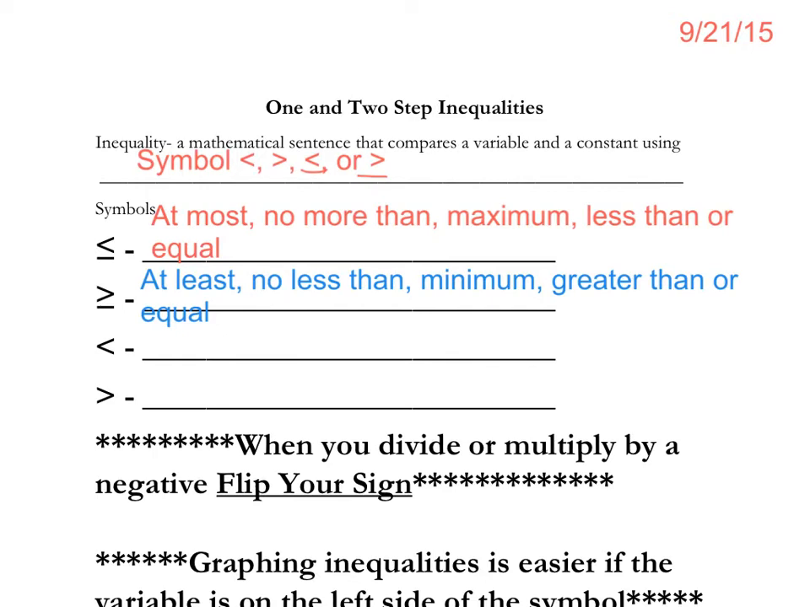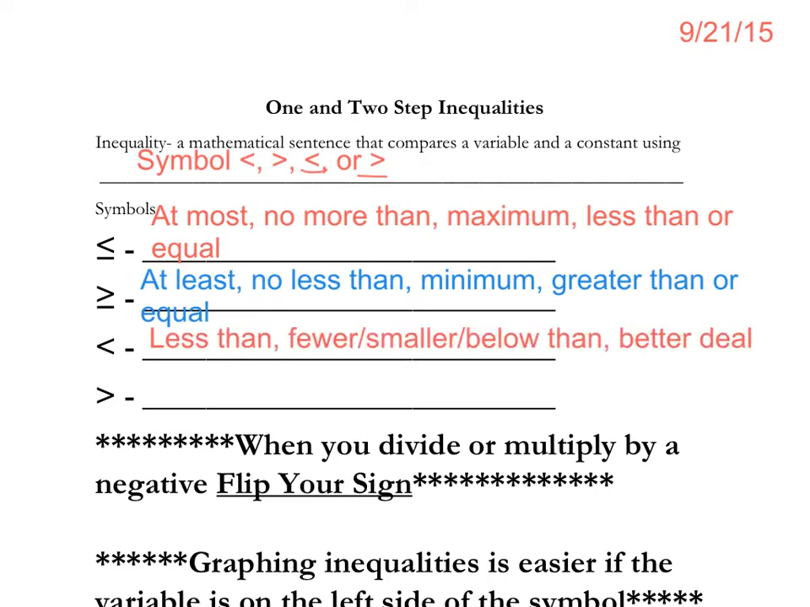All right, and then the next one is our less than symbol. So that just means less than, below, shorter or smaller than, or under, okay, or fewer than. Fewer than is a really popular one that you would see for this one. So let's go ahead and write those in.